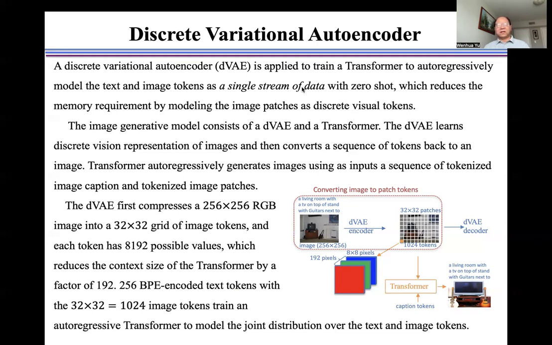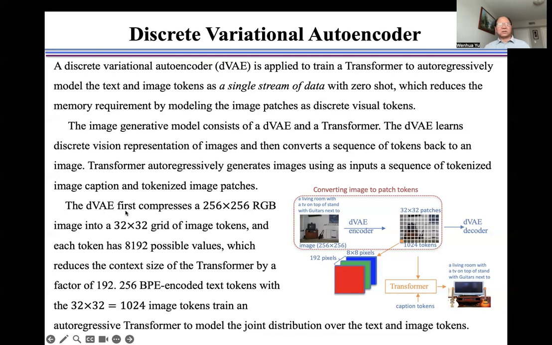The discrete VAE learns a discrete vision representation of images and then converts the sequence of tokens back to an image. The transformer autoregressively generates images using as input a sequence of tokenized image caption and tokenized image patches, as shown here.